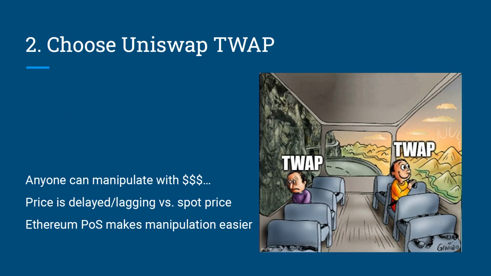I only showed half of the picture, because on the other half, anyone can manipulate this data. The price is delayed because we're using an average price, not the current price. So if there's very high volatility, the average price may not be ideal to use. And Ethereum switching from proof of work to proof of stake also caused, let's say, some difficulties around trusting this data.